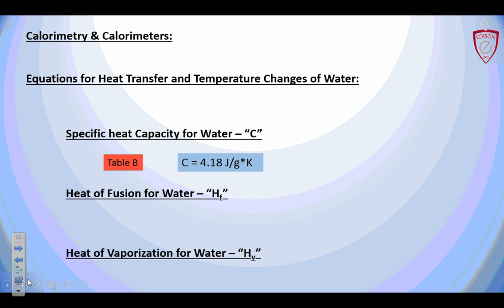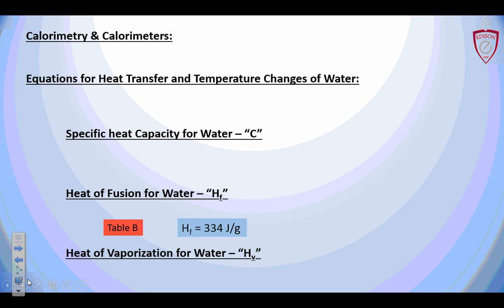Yep. So that's what specific heat capacity means. C for water, and that's in the MCAT formula. That's the only one that we use that for. And H sub F specifically has a number. This is the heat of fusion for water again.